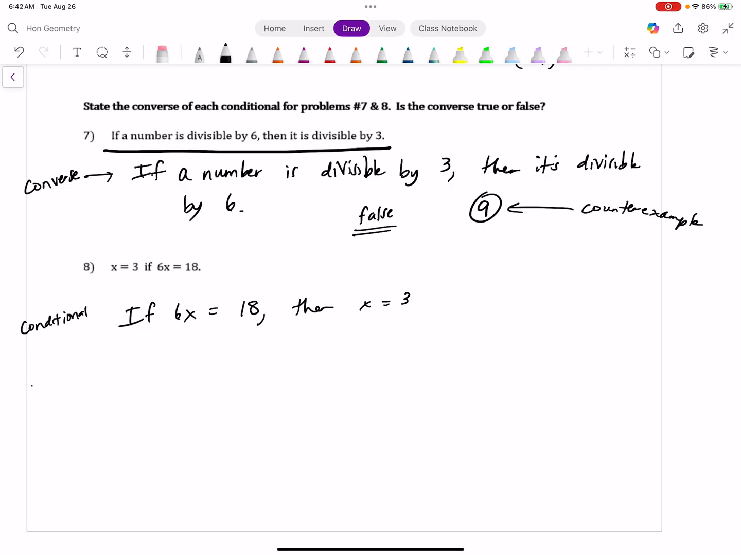All right, so the converse would be if x is 3, then 6x is 18. And that's true because of the multiplicative property of equality. If I multiply both sides of an equation by the same thing, it's going to be the same thing.